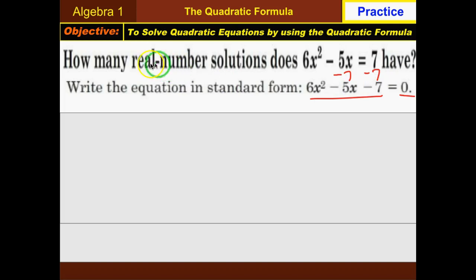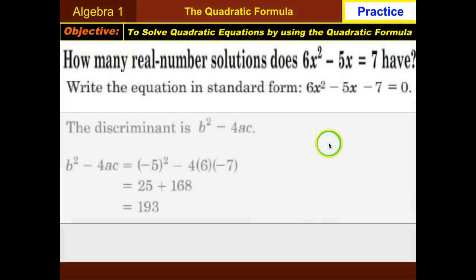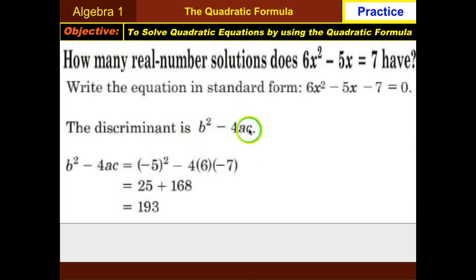But remember, I don't have to do the whole thing. It's just asking how many real number solutions. So all I have to do is look at the discriminant. Some of you might go through and do the whole quadratic formula, and you'll still find out when you're done that you have 2 solutions, or 0, or 1. But since they didn't ask what the solutions are, they just asked how many.